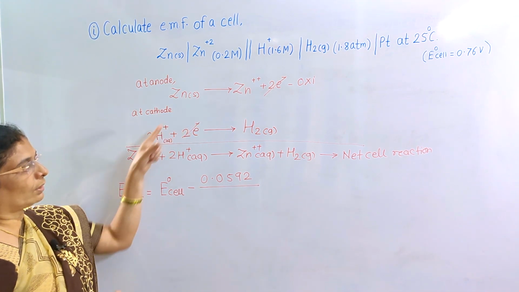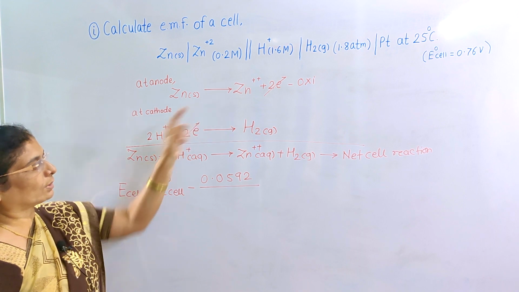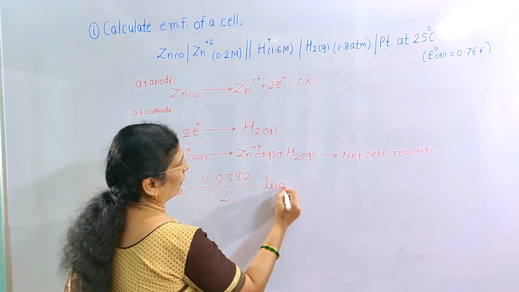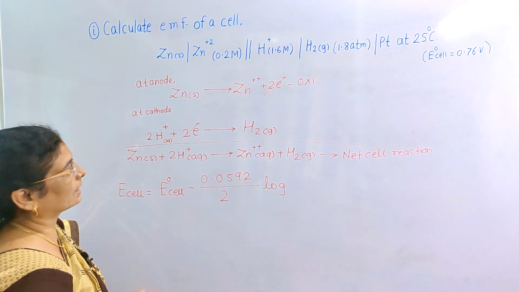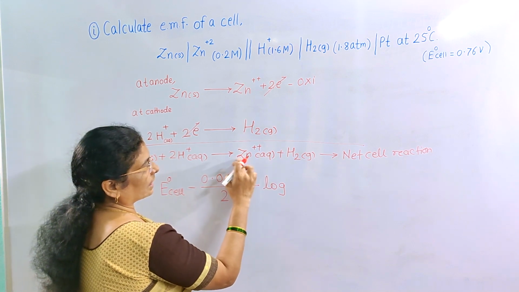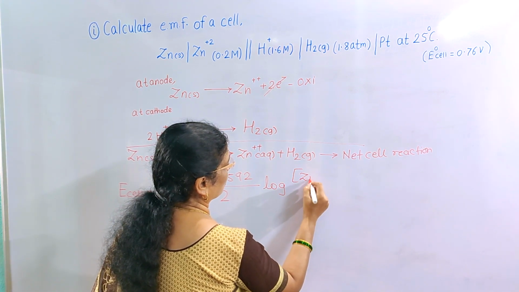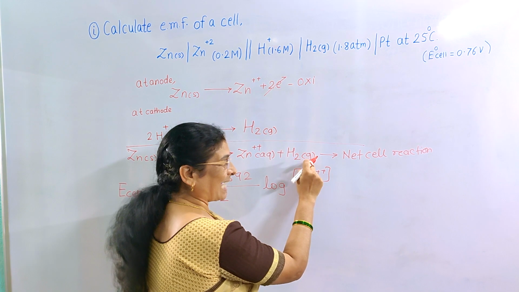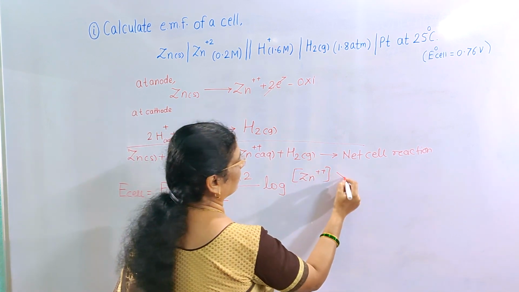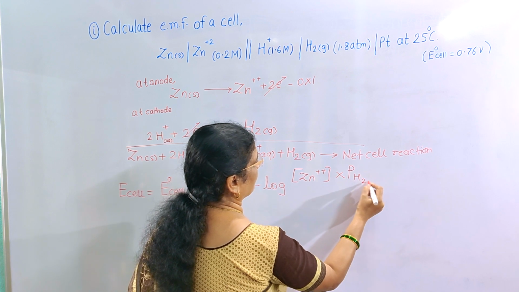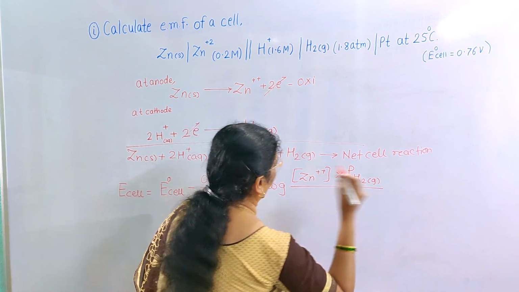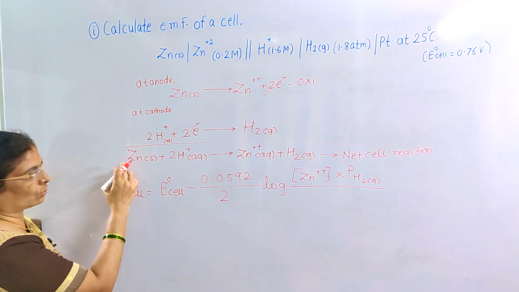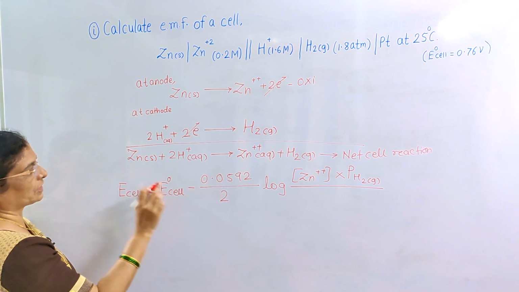How many electrons are involved in this total reaction? 2 electrons are lost, 2 electrons are gained. So the value of n is equal to 2, into log of concentration of products upon concentration of the reactants. Which are the products here? Here Zn plus 2 ions, so concentration of Zn plus 2, into hydrogen gas is there. So instead of concentration, we have to take the partial pressure of hydrogen gas, divided by the concentration of reactants. Concentration of Zn solid is equal to 1, so this term will not be there in this expression.